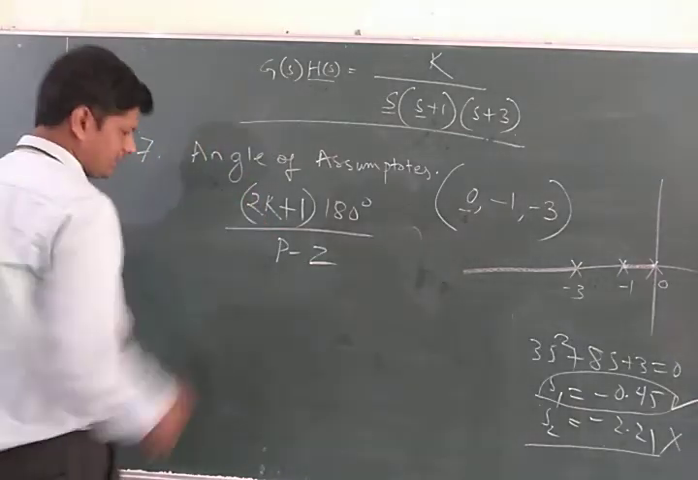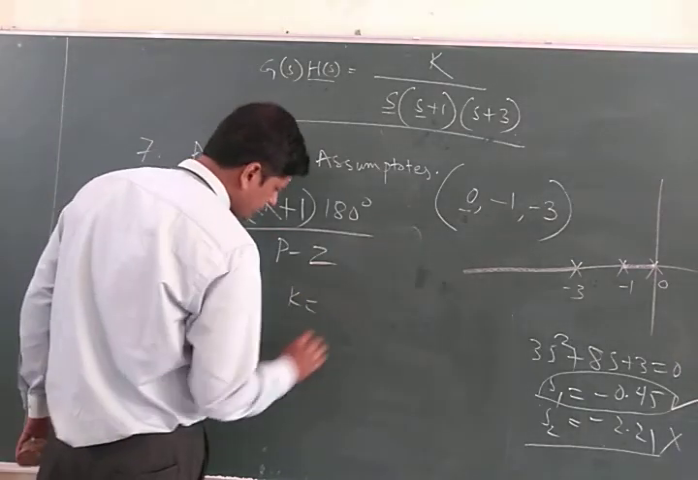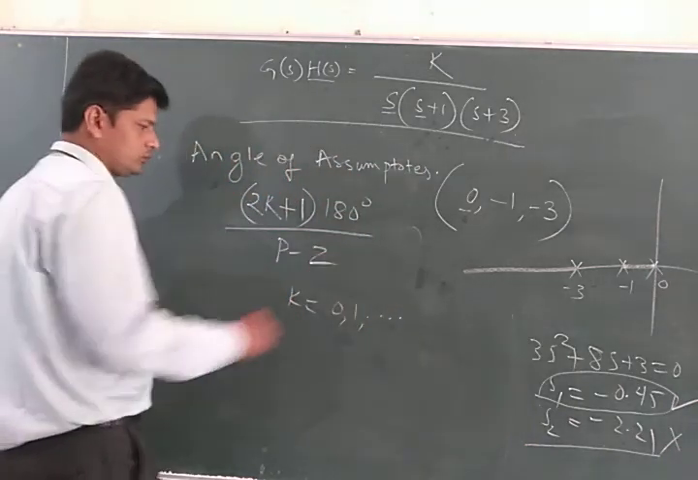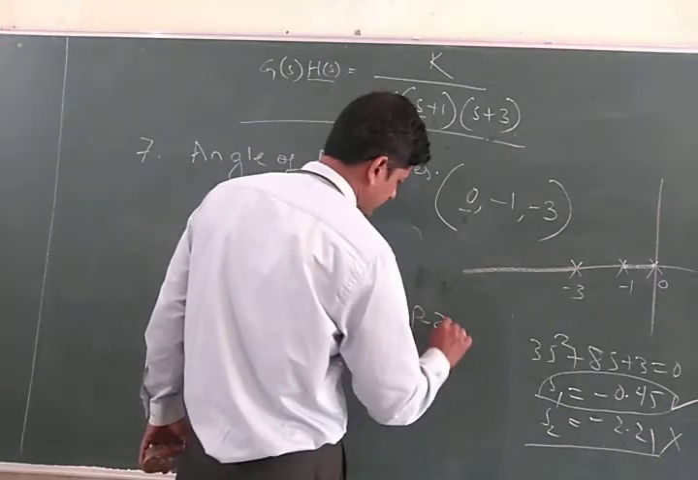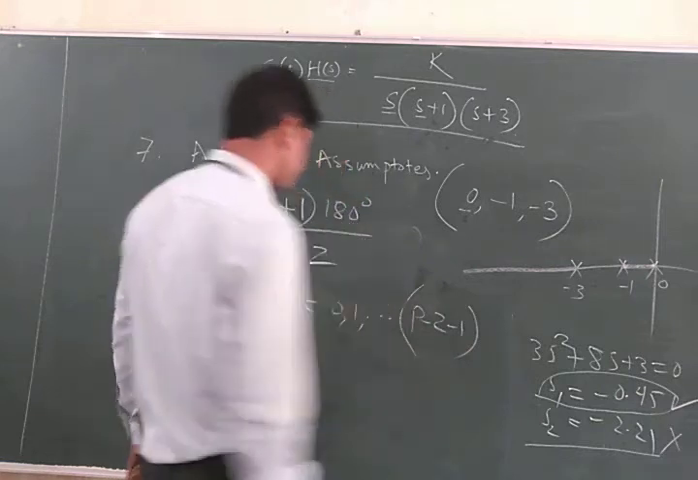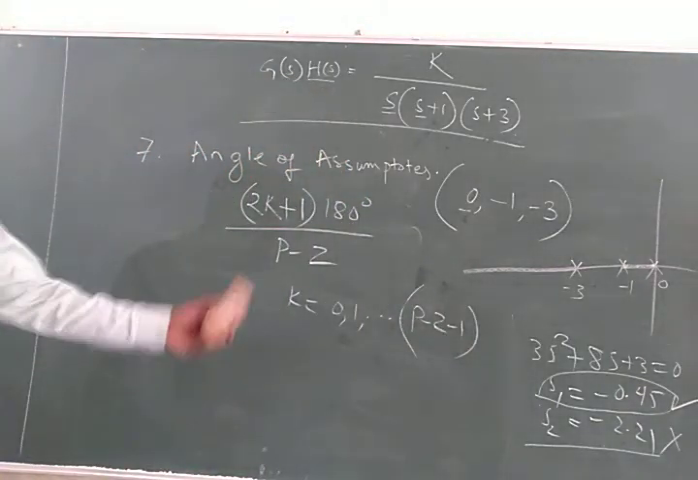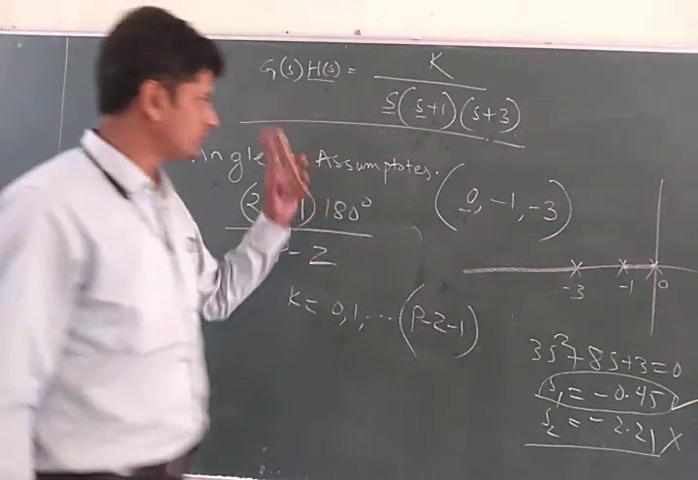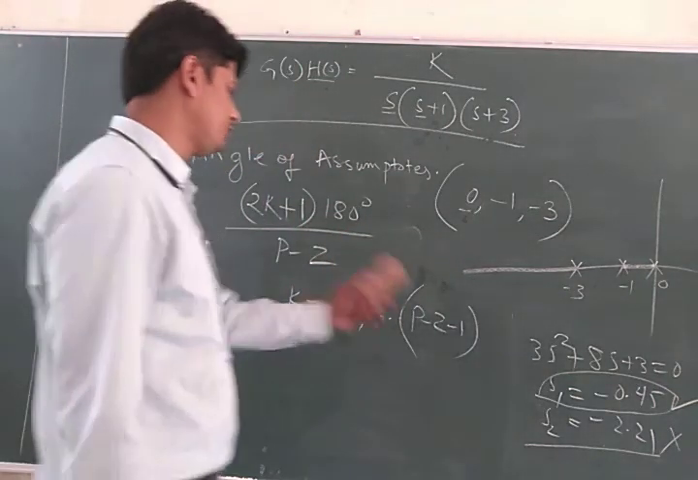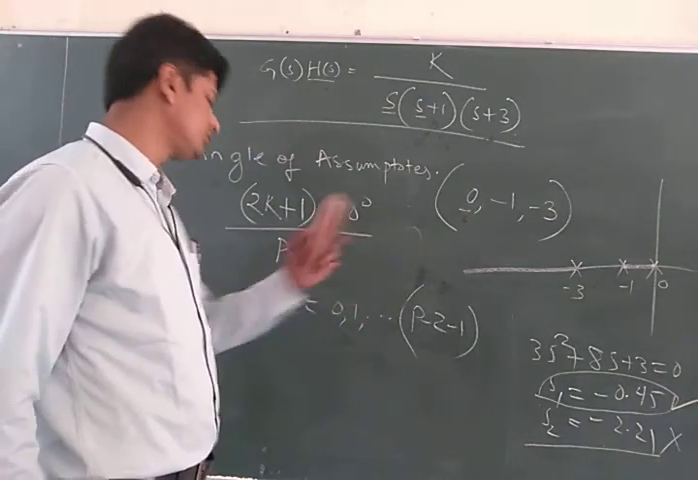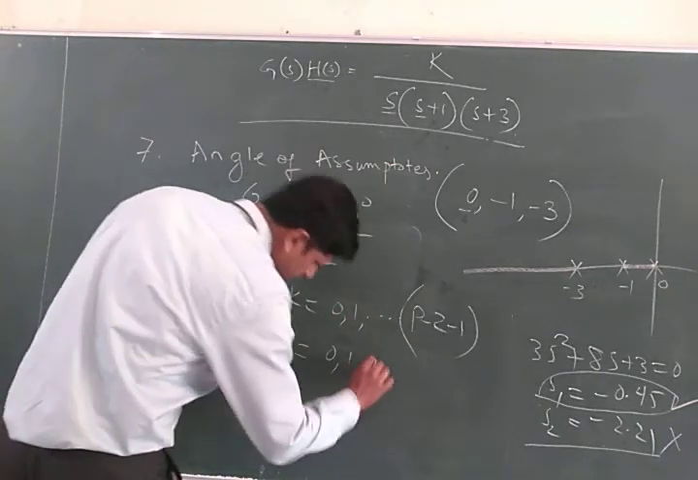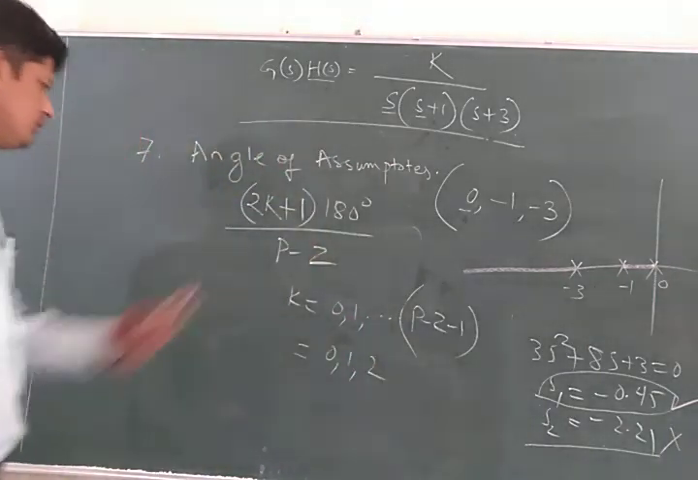And what is K? K varies from 0, 1 up to P minus Z minus 1. So what is P minus Z? Here P equals 3, Z equals 0, so P minus Z equals 3, and 3 minus 1 equals 2. So the values of K are 0, 1, 2. There are 3 values of K.